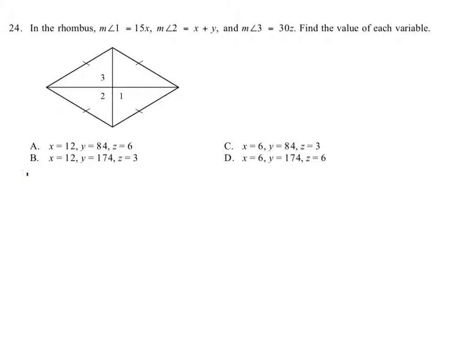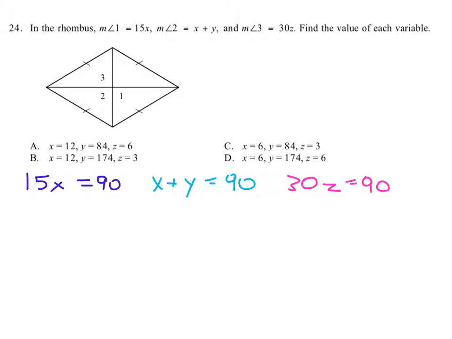We could say, let's see, 15x, the measure of angle 1, is equal to 90. We can say the measure of angle 2, x plus y, is equal to 90. And we can say angle 3, 30z is equal to 90. Okay, two of these we can solve right away because there's only a single variable.